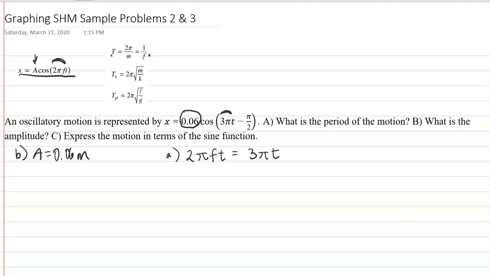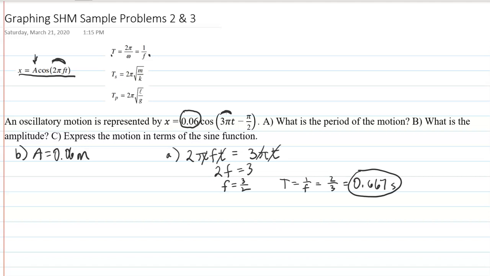So first I see that the pi's cancel, the t's cancel. So 2f is equal to 3, which means f is equal to 3/2. And the period is the inverse of that, which is equal to 2/3, which, if you want to turn it into a decimal, is 0.667 repeating. So the period is equal to 0.667 seconds.